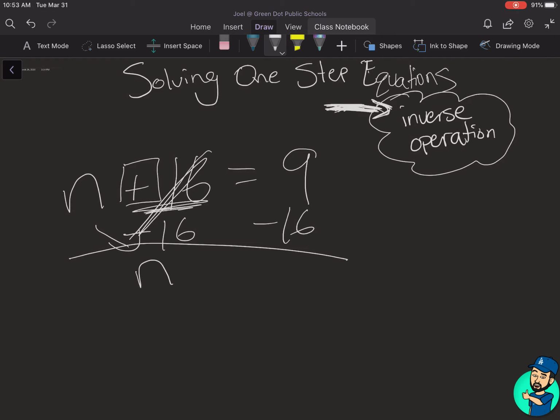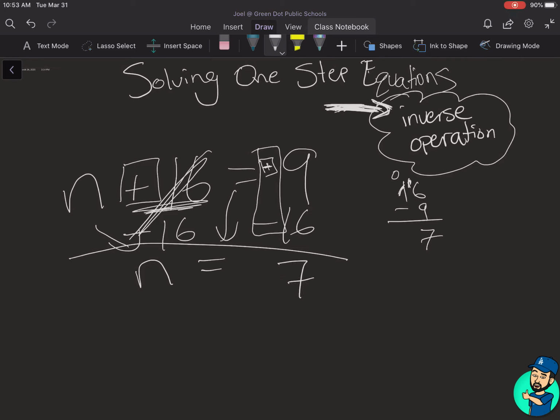Now this cancels out. I bring down n. I bring down the equal sign. 9 minus 16. Now that 9, again, you don't see a sign in front of it, so it's a positive 9. When you have different signs, you subtract the numbers, but keep the sign of the larger number. So for example, you do 16 minus 9. 6 cannot go into 9, so I gotta borrow. This turns into 0. Now, what is 16 minus 9? 7. Now, put down a 7.